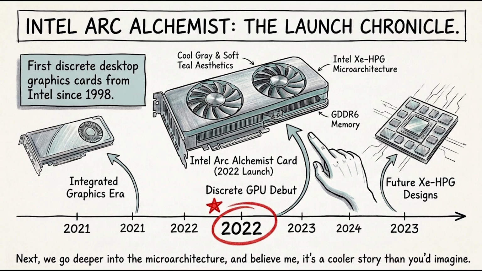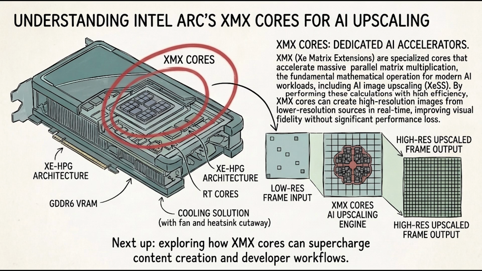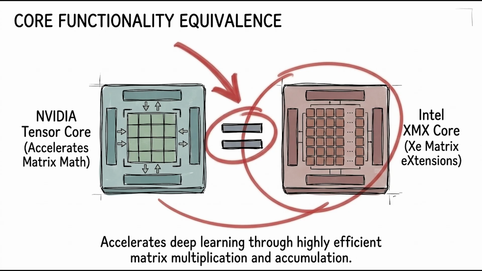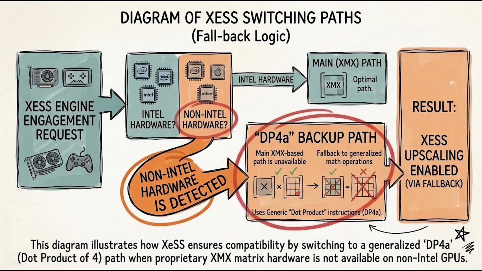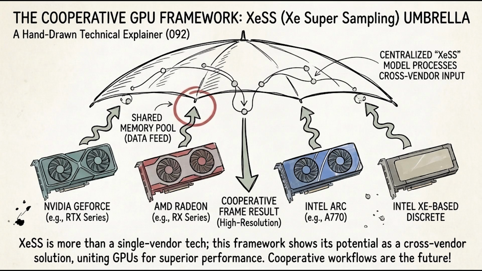Intel launched it alongside the Arc Alchemist GPUs in late 2022. Like DLSS, it uses AI-based upscaling powered by dedicated matrix hardware. On Intel Arc GPUs, it runs on XMX cores. Think of those as Intel's equivalent of NVIDIA's Tensor cores. But here's what makes XeSS genuinely interesting. On non-Intel hardware, XeSS falls back to DP4A, a widely supported instruction set. So it actually works on NVIDIA and AMD cards too, not just Intel.